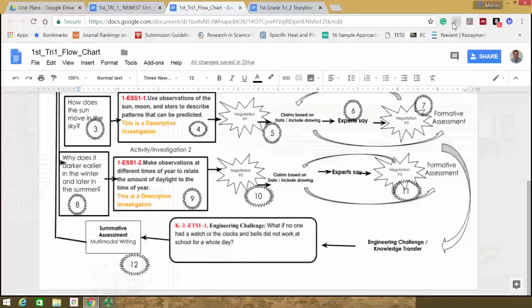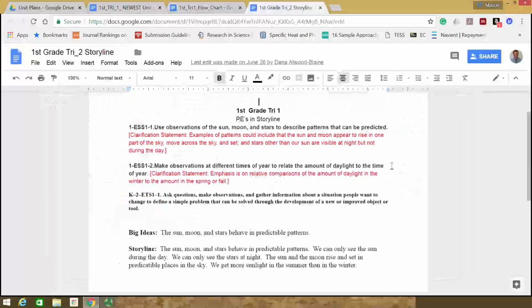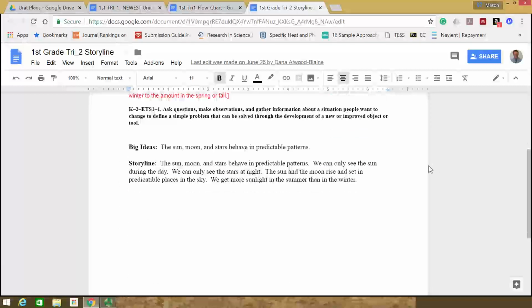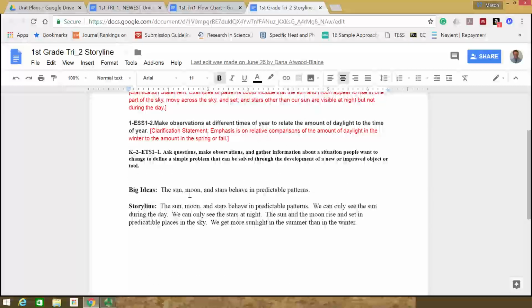This is an earth science unit, and what we have here is a bundle of standards that have been put together by the state. This unit is about patterns with the sun, moon, and stars, and daylight and nighttime. Down here we have a big idea, which is what the students will develop after your first couple of lessons. And it's a very simple big idea: the sun, moon, and stars behave in predictable patterns.